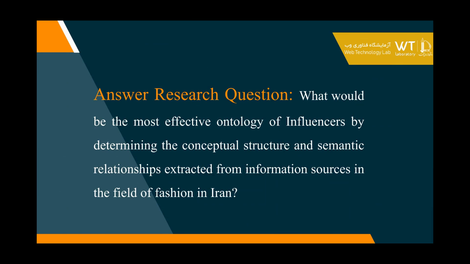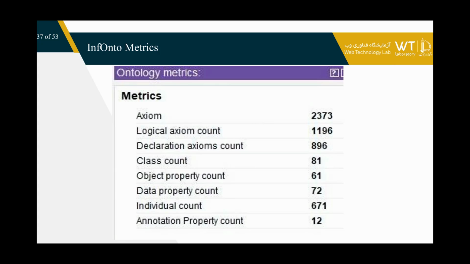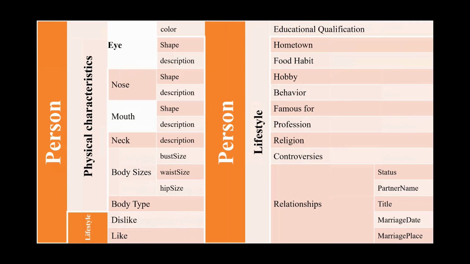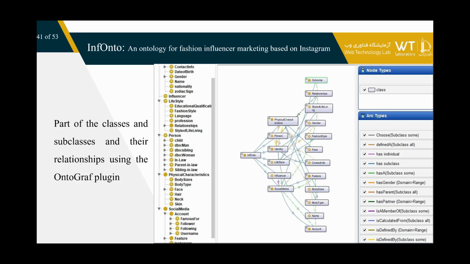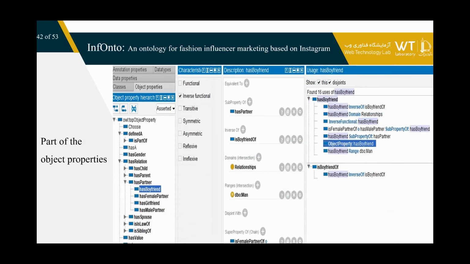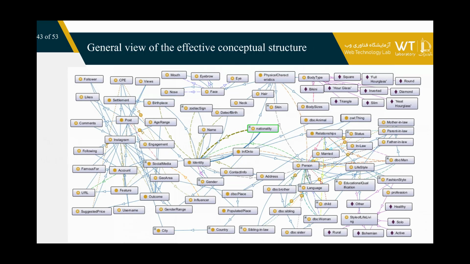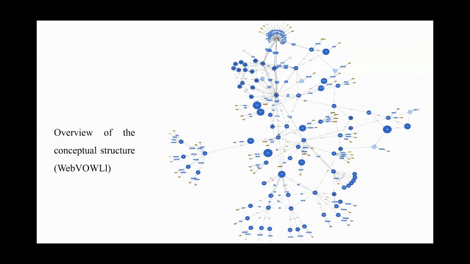The main metrics of InfOnto are 2,373 axioms, 1,196 logical axioms, 81 classes, 61 object properties, and 72 data properties. It includes this hierarchy of concepts and subconcepts. And you can see part of the classes and subclasses and their relationships using the OntoGraf plugin. And part of the object properties, and you can see the general representation of InfOnto with the OntoGraf and WebVOWL plugin.